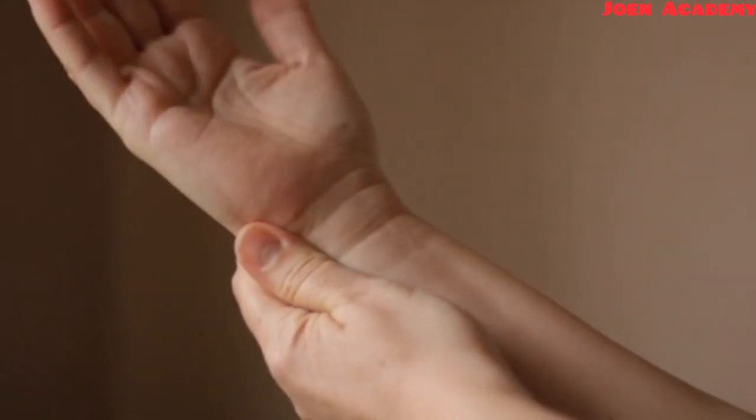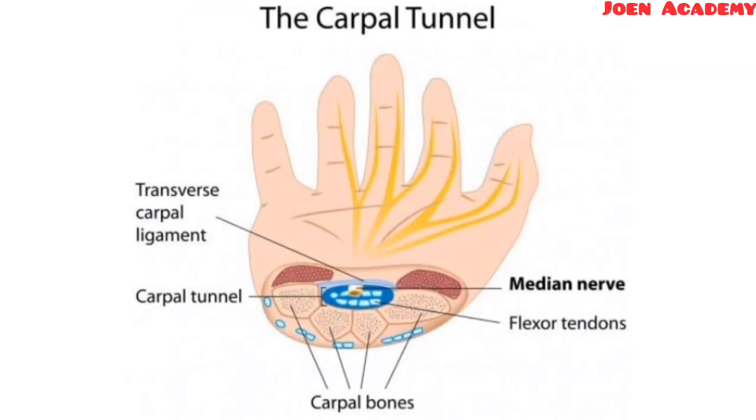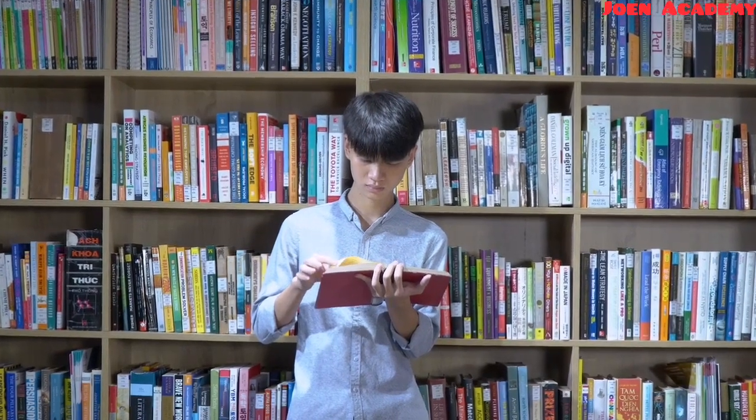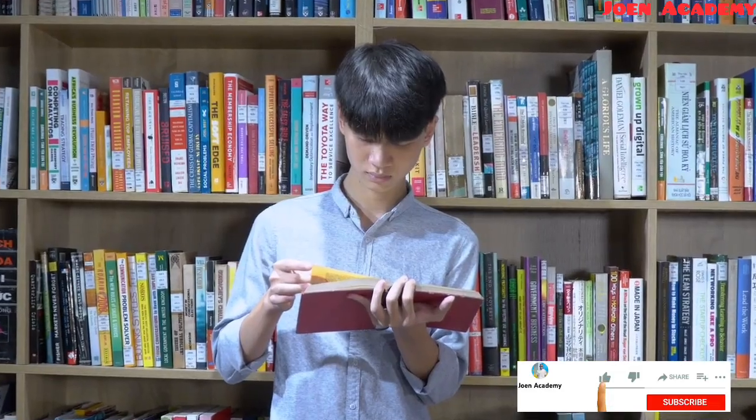The wrist joint, which is also known as the radiocarpal joint, is an articulation between the radius and the carpal bones of the hand. The carpal tunnel is a narrow passageway found on the anterior portion of the wrist. In this video, we are going to demystify and unravel every mystery in the wrist joint and the carpal tunnel.